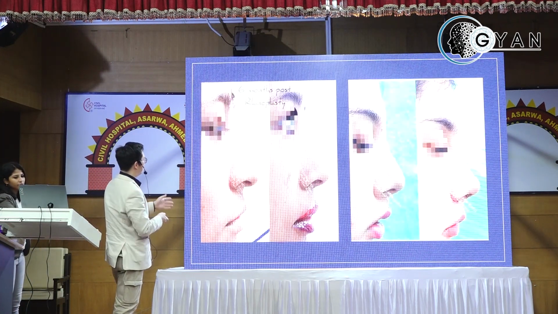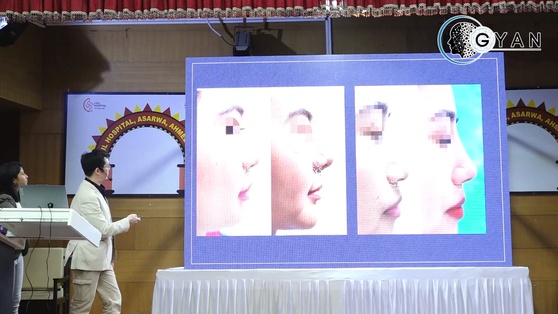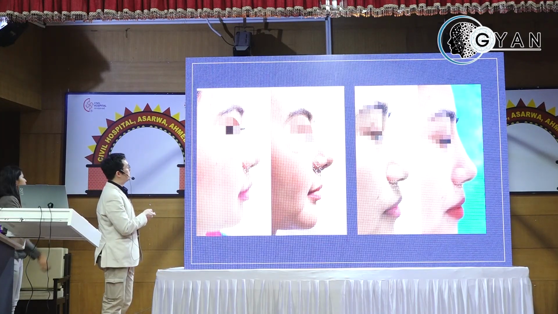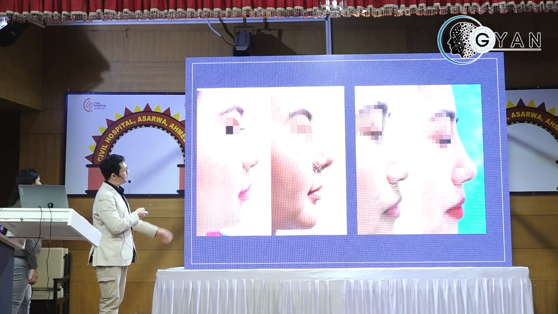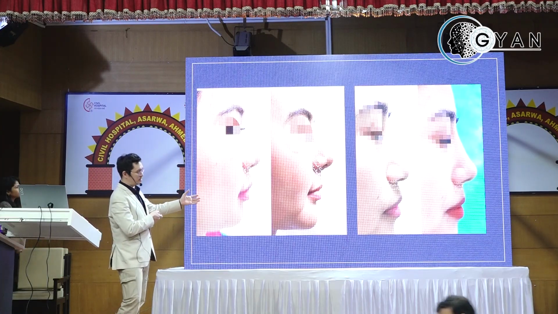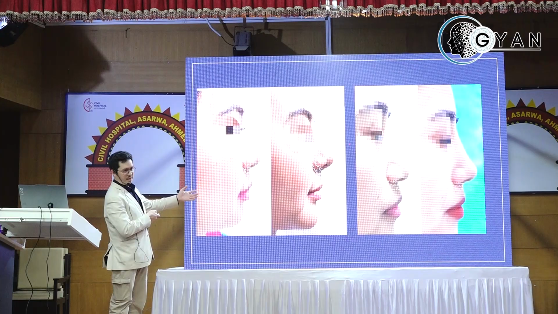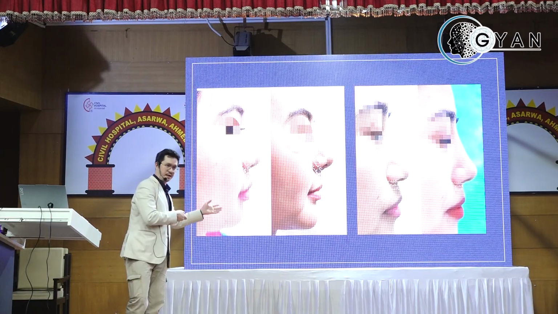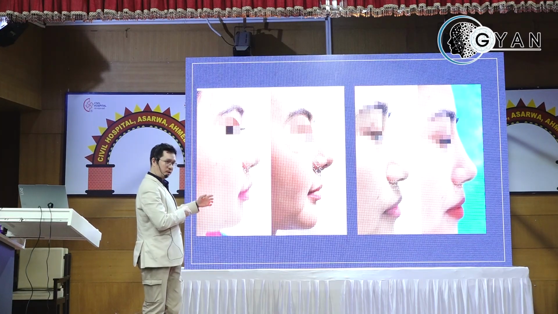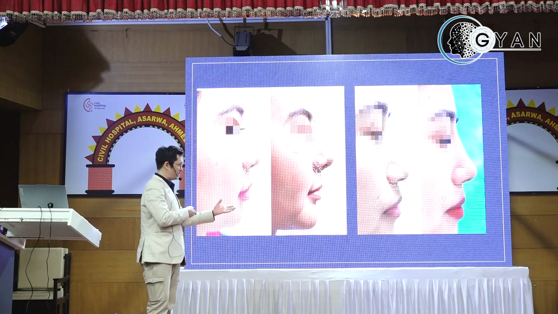But you can see here, all the anatomy has been taken care of anyway. This girl on this side has more curve in her dorsal contour. Her tip is slightly more exaggerated because she's a local actress, so she wanted a more highlighted tip, especially the tip.